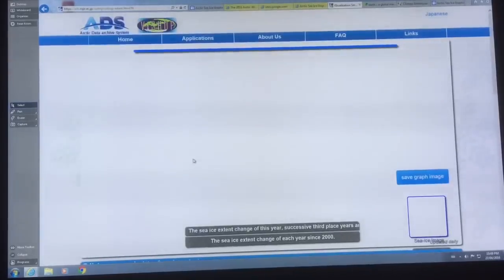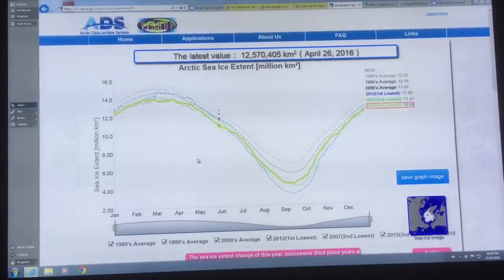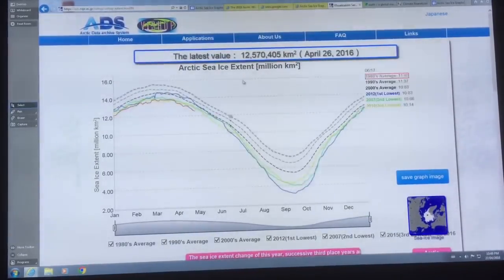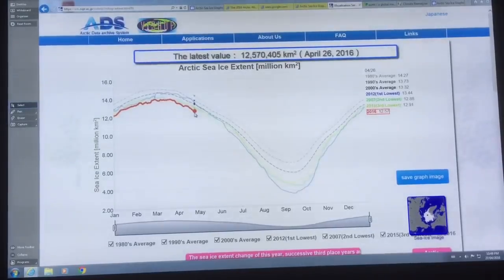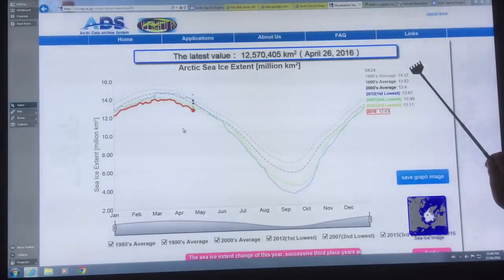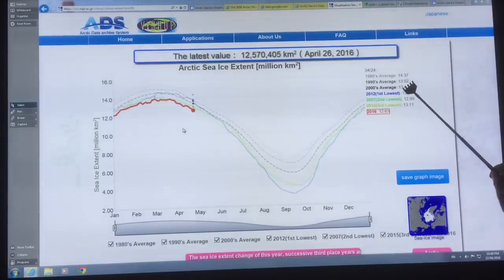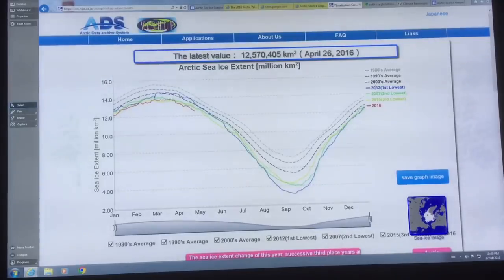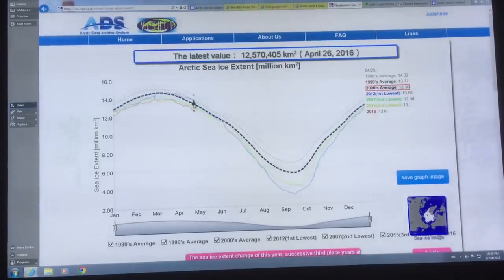If I click on here, this shows you what the latest value is of the sea ice as of April 26, 2016. This is the red curve that we're looking at here. So you can see that we're well below. We've got the 1980s average, the 90s average, the 2000s average. The lowest year was the blue curve.